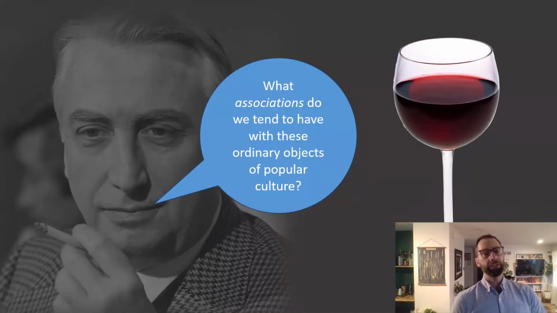So you might be asking yourself, what could Barthes possibly say about these seemingly random sorts of objects? The kinds of things that you might not think about, but otherwise come across in your day-to-day life. Well, one of the questions that we might say that Barthes is asking is this. He's asking, what associations do we tend to have with these ordinary objects of popular culture? What associations do we tend to have with wine in our particular culture?